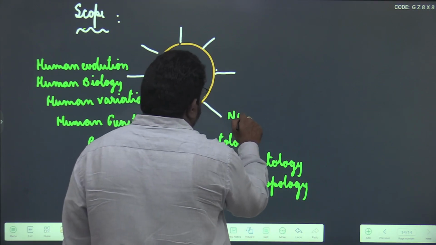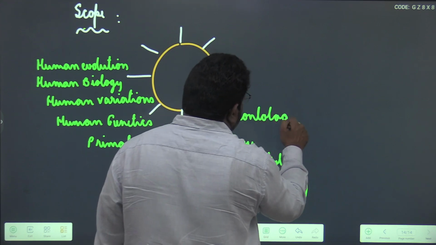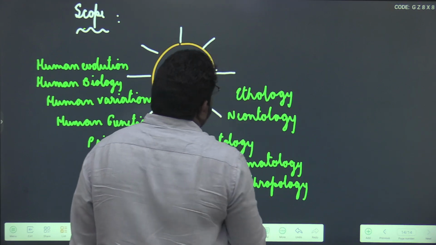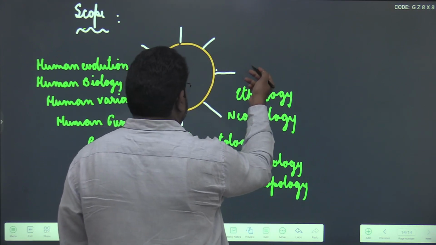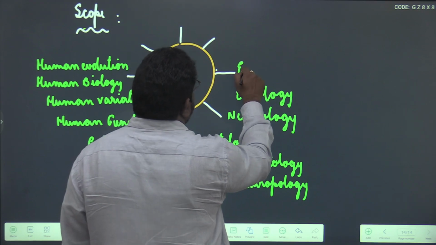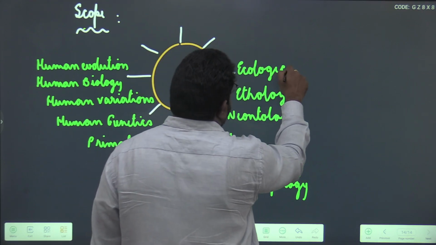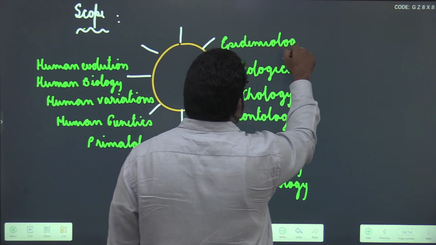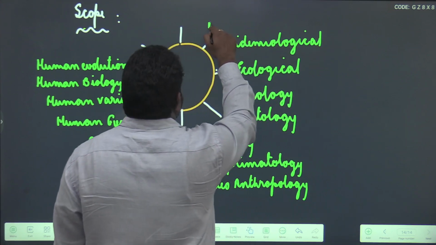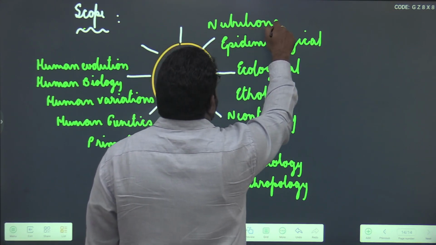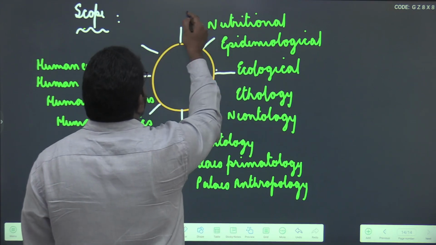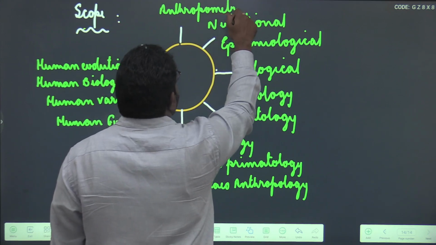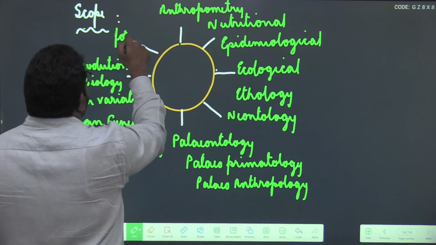And then you study neontology, ethology, then you study ecological anthropology, you study epidemiological anthropology, you study nutritional anthropology, and you study anthropometry, you study forensic anthropology.